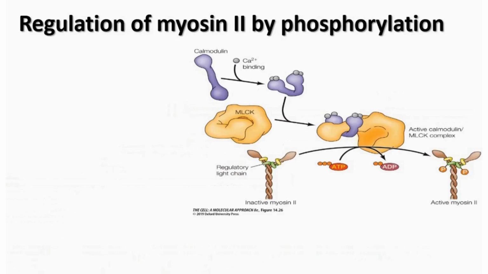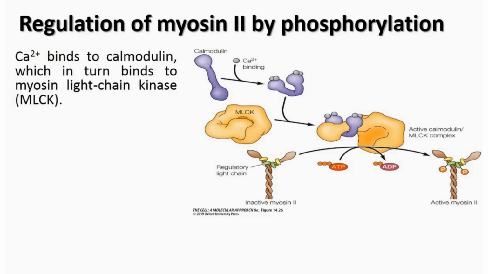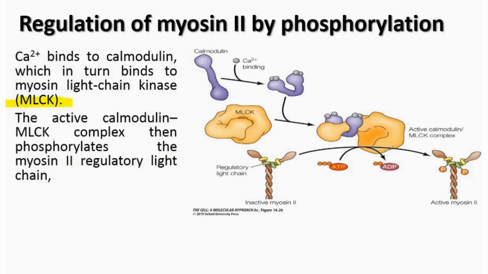Finally, we have the regulation of myosin 2 by phosphorylation. In the very first step, calcium binds to calmodulin, which in turn binds to myosin light chain kinase, that is MLCK. The active calmodulin MLCK complex then phosphorylates the myosin 2 regulatory light chain. This is how the regulatory light chain is phosphorylated.